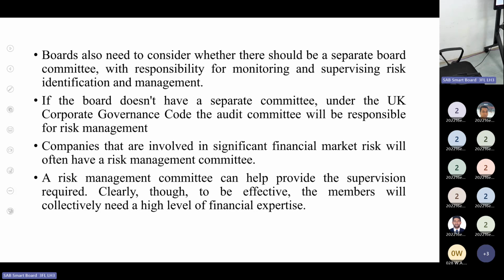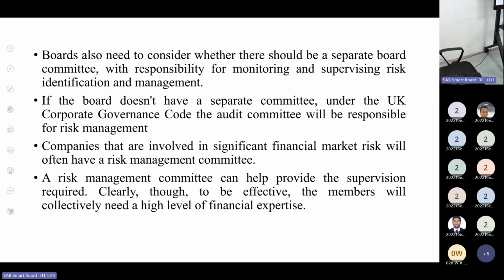If the board doesn't have a separate committee, under the UK Corporate Governance Code the audit committee will be responsible for risk management. Companies that are involving significant financial market risk will often have a separate risk committee. Okay? Especially when the organizations have high financial risk, in banks and financial institutions. For them, a risk committee is a must. You have to have a risk committee.